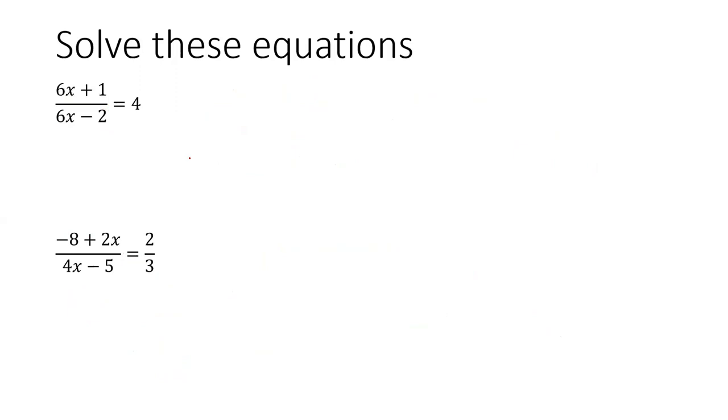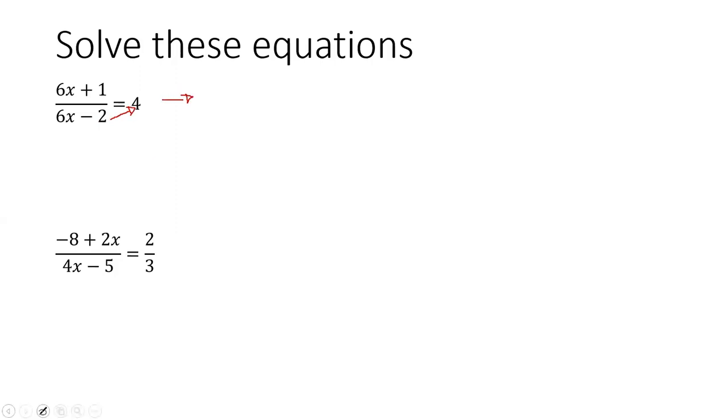How about this one? 6x plus 1 over 6x minus 2 equal 4. Remember my rule that denominator or divisions, if move to the next side or move to the next term, become multiply. Multiply become divisions, divisions become multiply. Negative become positive, or positive become negative. Now, next 6x minus 2 gonna move to the second term.